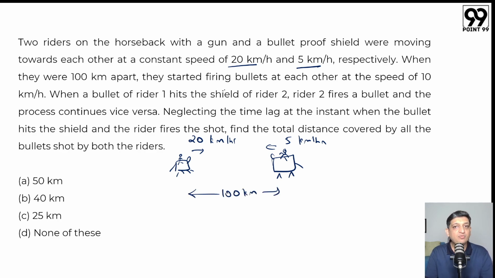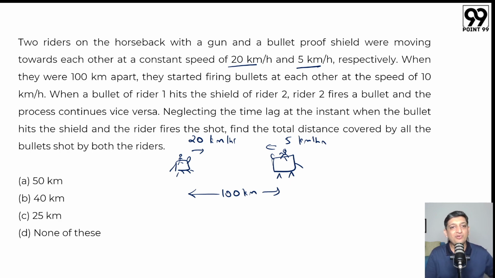They start firing bullets at each other at the speed of 10 kilometers per hour. When a bullet of rider 1 hits the shield of rider 2, rider 2 fires a bullet and the process continues vice versa. Neglecting the time lag at the instant when the bullet hits the shield and the rider fires the shot, find the total distance covered by all the bullets shot by both the riders. Now this is a very interesting question.